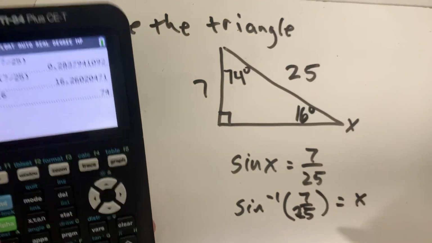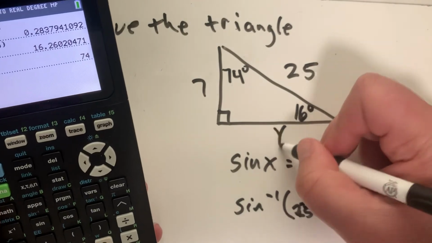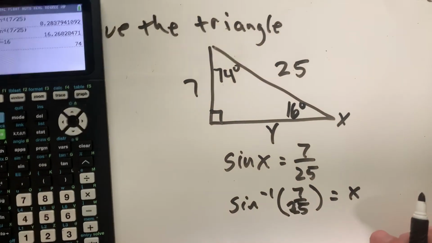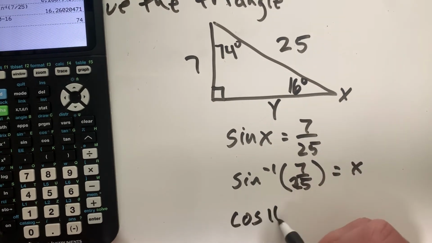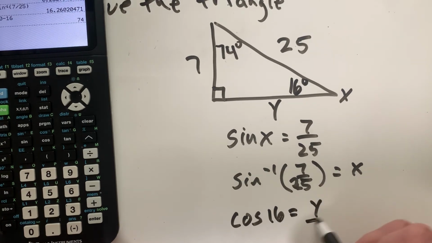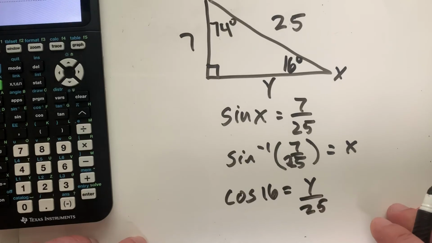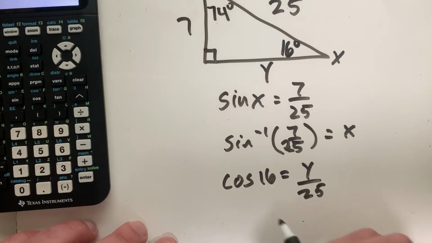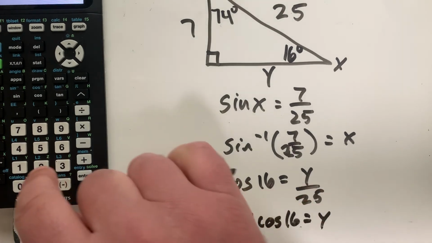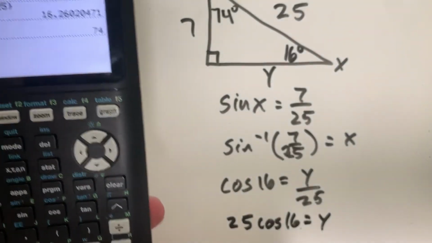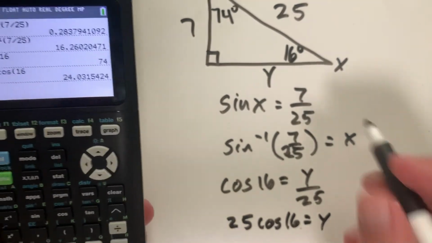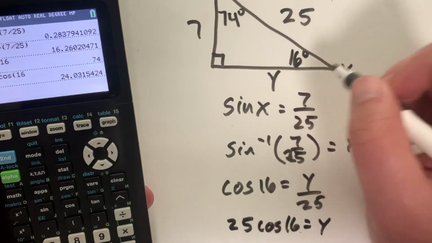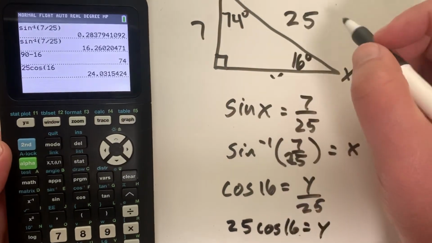And our last side, I don't know, let's call this one y, and I'm going to use trigonometry. Let's use cosine this time. So let's say we have the cosine of 16 equals adjacent over hypotenuse. Okay, so when I cross multiply that, I'm going to get 25 cosine 16 equals y. I'm going to plug that in my calculator. So we have 25 cosine of 16 equals 24.3. So y is, and we'll round it down to 24.